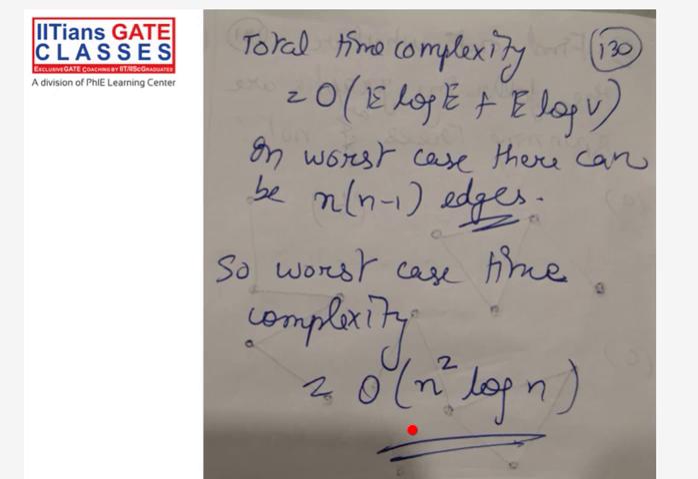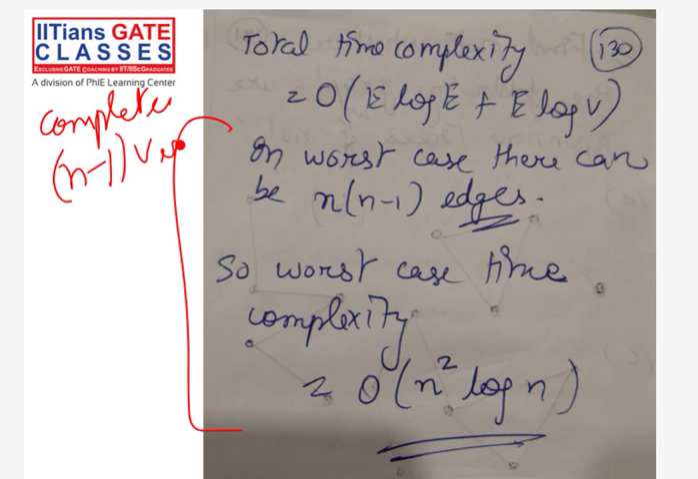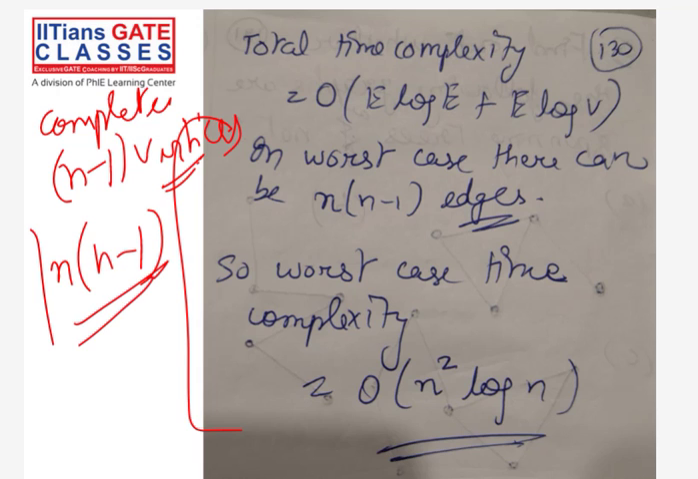Now, whatever I've written over here is for when we have a complete graph. If you remember, in a complete graph every vertex is connected to n minus 1 vertices, correct? So the number of edges in a complete graph will be n into n minus 1, sorry, by 2. n into n minus 1 by 2 will be the number of edges.